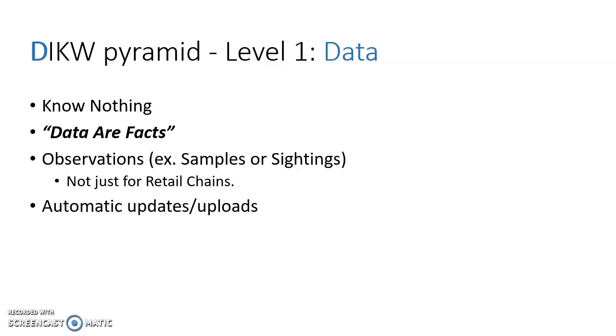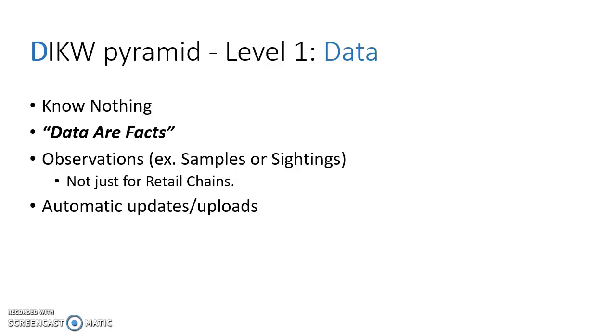So the first level is data, and this is just what's out there in the world. He calls it know nothing, this level, data or facts. That means the things that we can see in the world, such as through observations or samples from maybe a science sample, maybe a sighting. And these aren't just for retail chains; it's also for scientific purposes too.